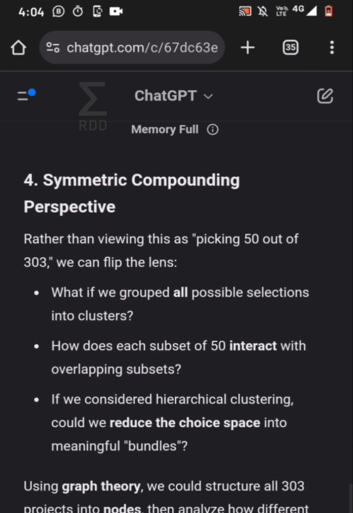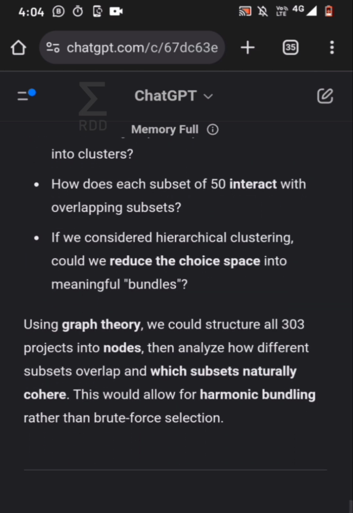4. Symmetric compounding perspective. Rather than viewing this as picking 50 out of 303, we can flip the lens. What if we grouped all possible selections into clusters? How does each subset of 50 interact with overlapping subsets? If we considered hierarchical clustering, could we reduce the choice space into meaningful bundles? Using graph theory, we could structure all 303 projects into nodes, then analyze how different subsets overlap and which subsets naturally cohere. This would allow for harmonic bundling rather than brute force selection.